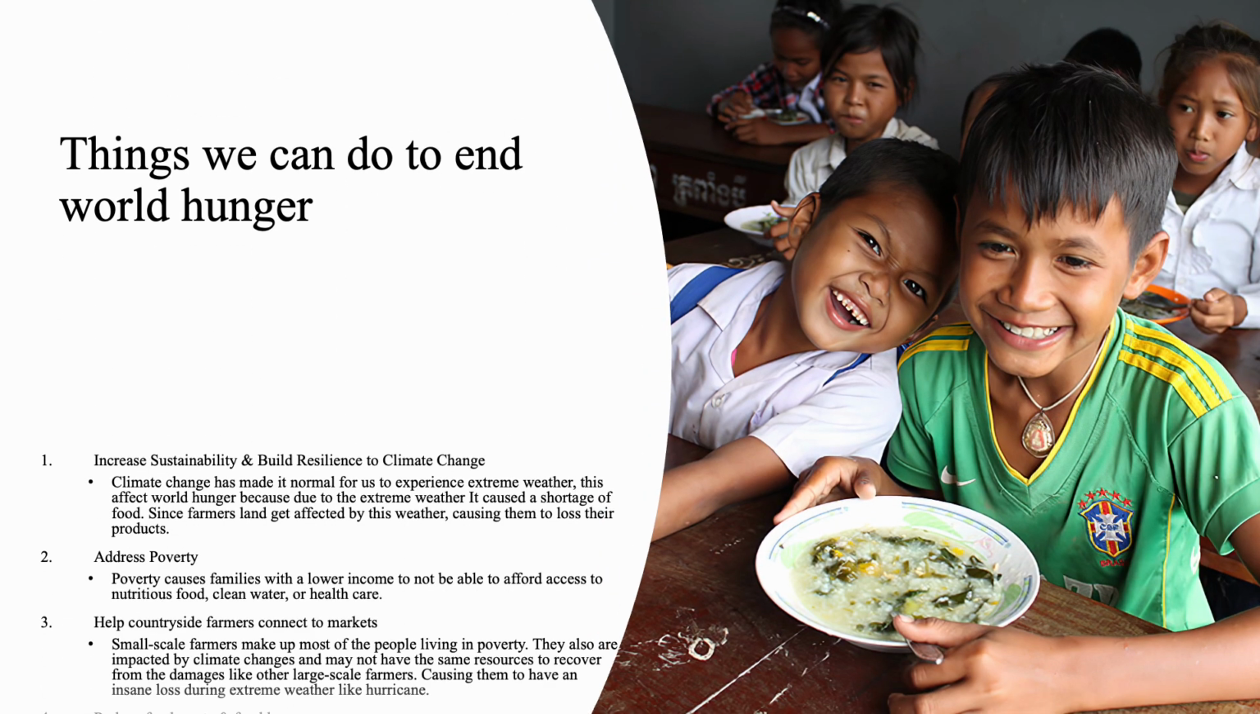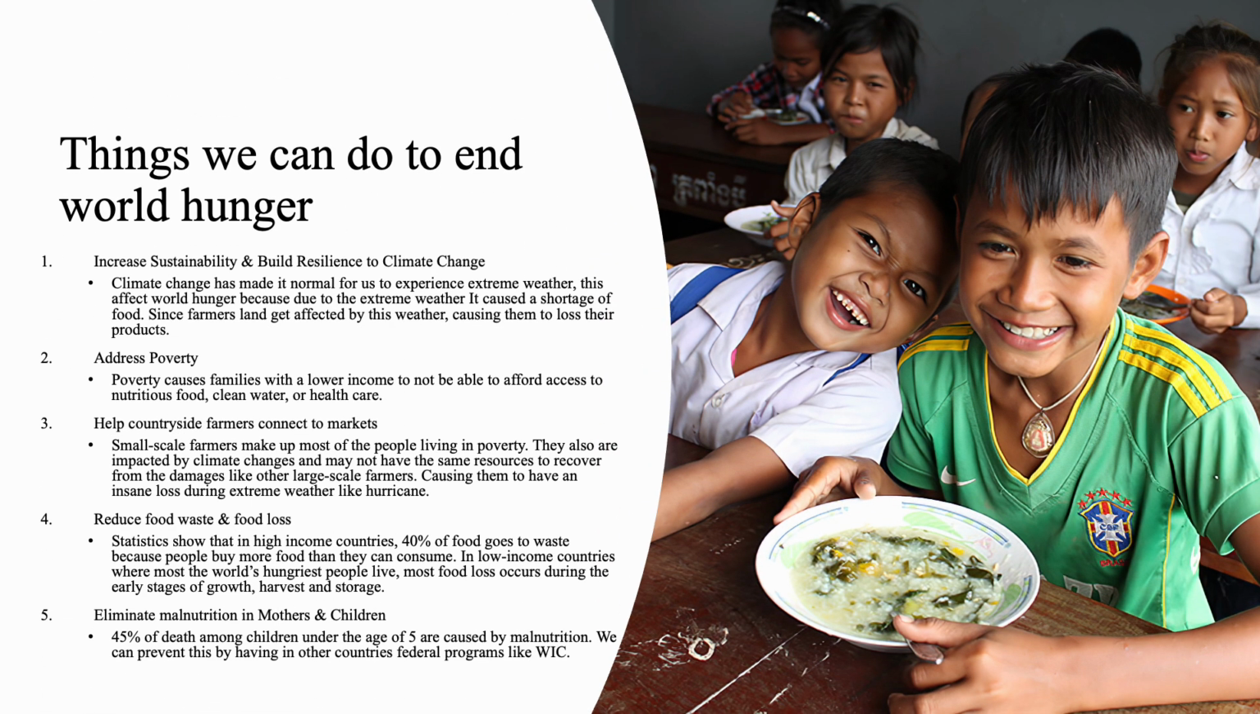Some things we could do to end world hunger are increase sustainability and build resilience to climate change. Climate change has made it normal for us to experience extreme weather. This affects world hunger because due to the extreme weather, it causes a shortage of food since farmlands get affected by this weather, causing them to lose their products.